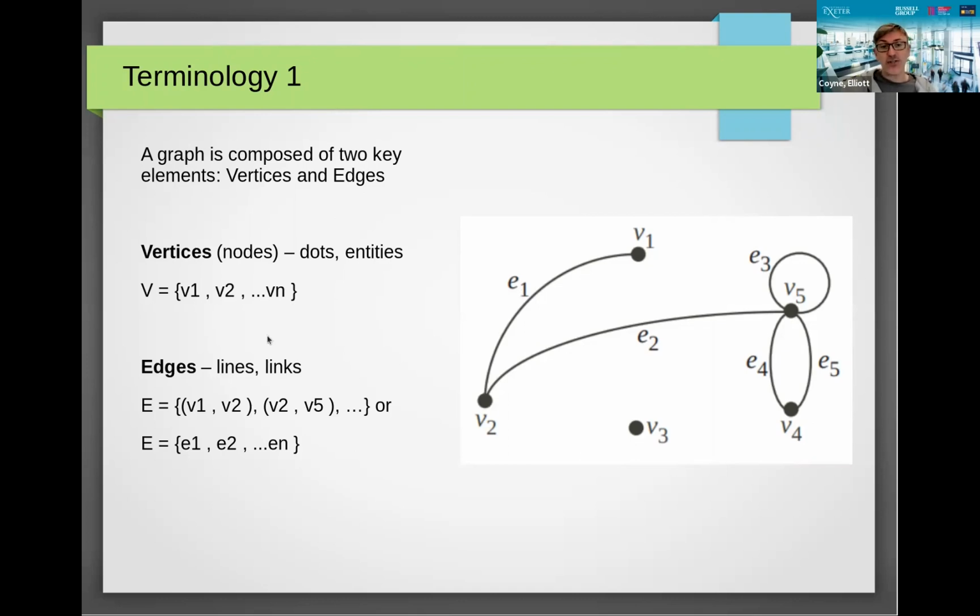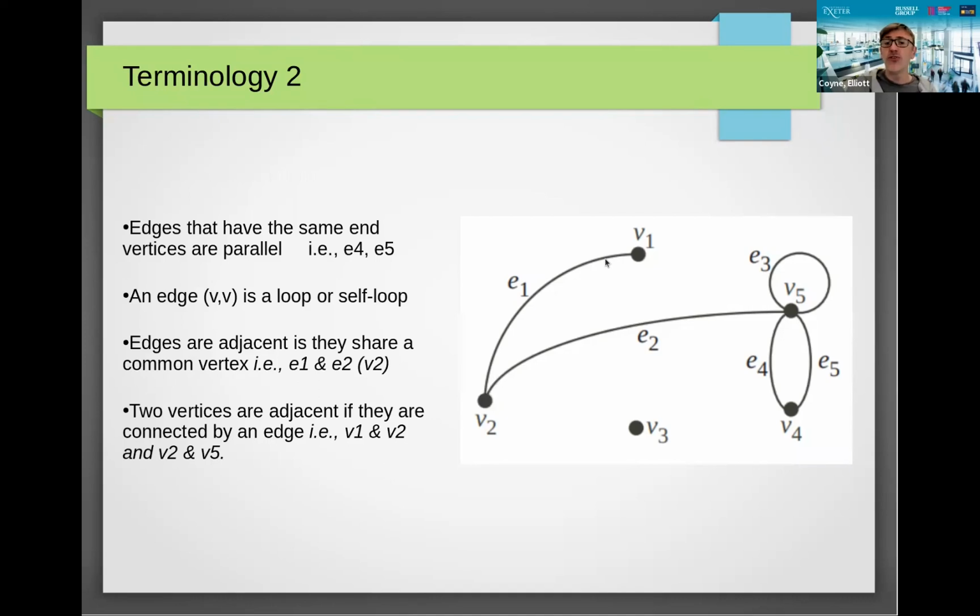And then we have our edges. And these are our lines or links, and these can be identified in two ways. You can either call it, if we look at this one here, edge 1, single nomenclature, or we can think of it as the edge that links V1 to V2. And obviously, whether it's directed or undirected, will have a bearing on that as well. And then just to move on from that, we've got edges that are parallel. And so that would be, if we look at E4 and E5, we have those listed there.